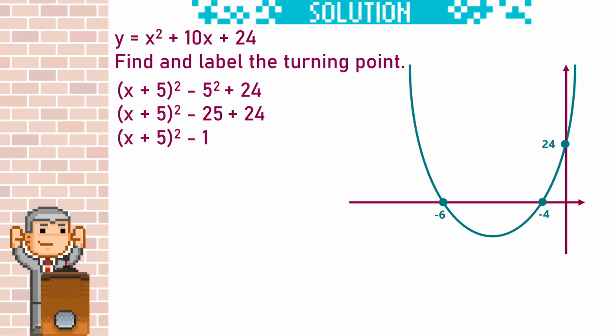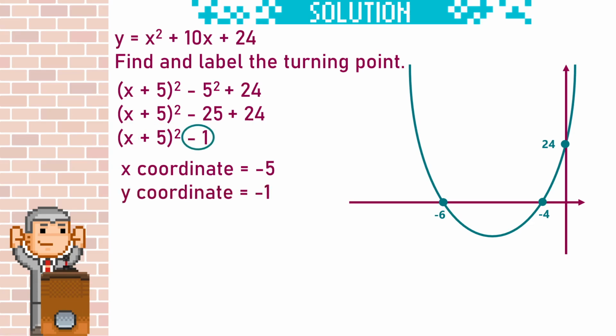The x-coordinate of the turning point is the opposite sign of the number term inside the bracket. We have a +5 in the bracket, so the x-coordinate will be -5. The y-coordinate is the number term at the end. Label this onto the diagram.